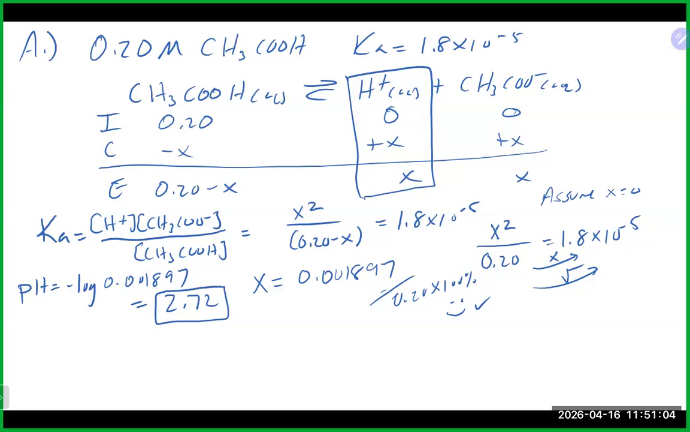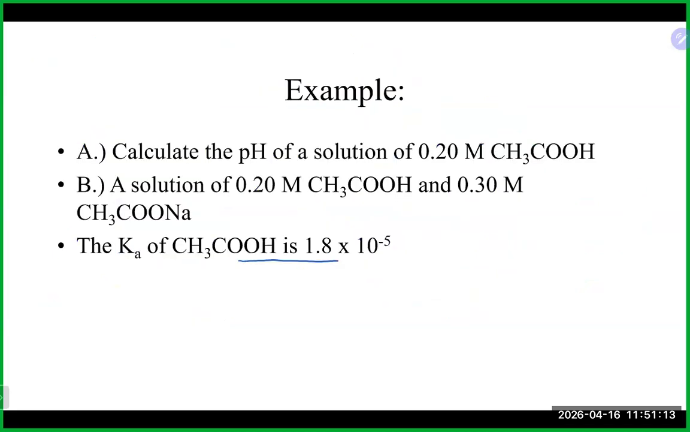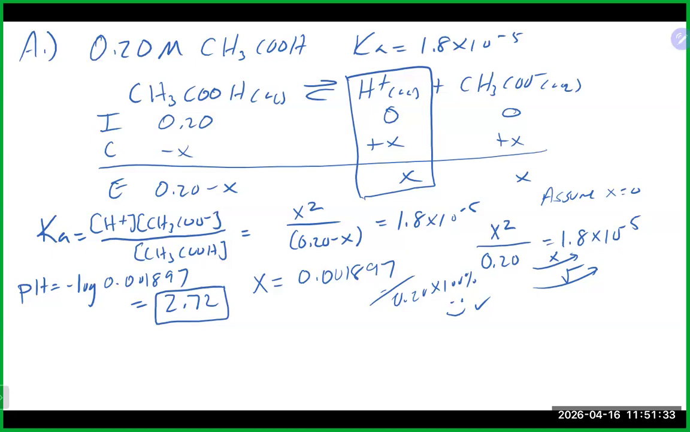So this one here is obviously not a common ion situation. It's just a weak acid situation. So let's take a look at B, which might be a common ion situation, and we'll talk about how we should go about the calculation. So we have the same solution of 0.2 molar acetic acid, but in addition to that, we're going to add 0.3 molar sodium acetate to it. That is, as we talked about earlier, going to cause a common ion effect to occur. Let's see how we handle that in calculation form.